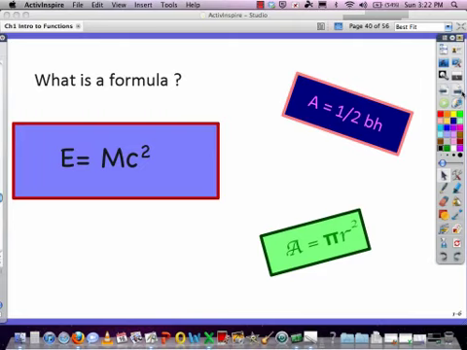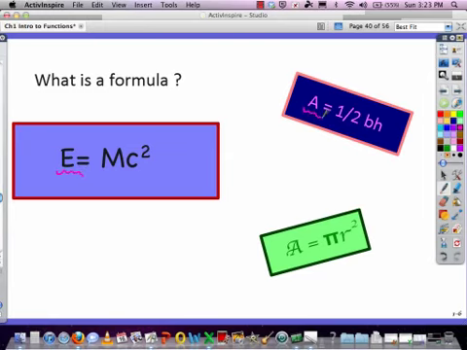Remember we had a definition, one of our first sections of the chapter, that said a formula is an equation or algebraic sentence that sets one variable all by itself equal to everything else in the equation. So you'll notice in all of these that I have one variable that is truly by itself. And when we say by itself, in this case, we're looking at E equals mc squared. So the E is the variable by itself.